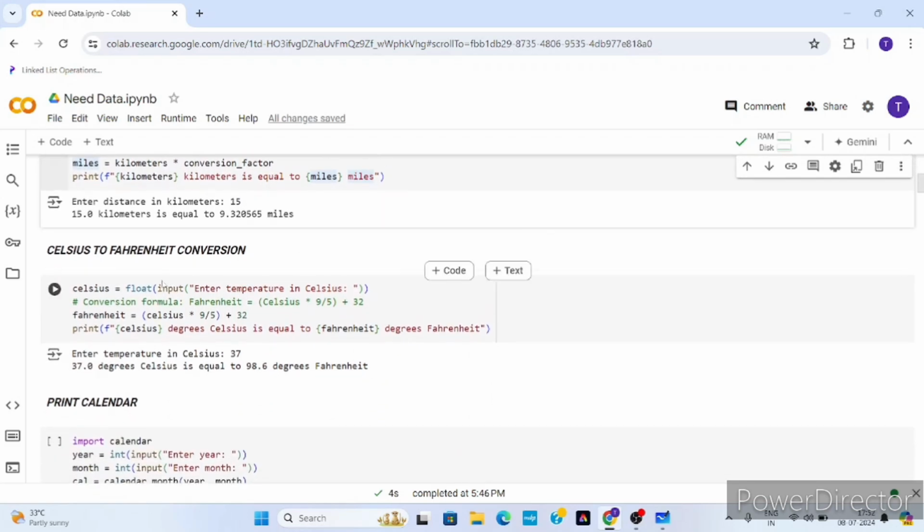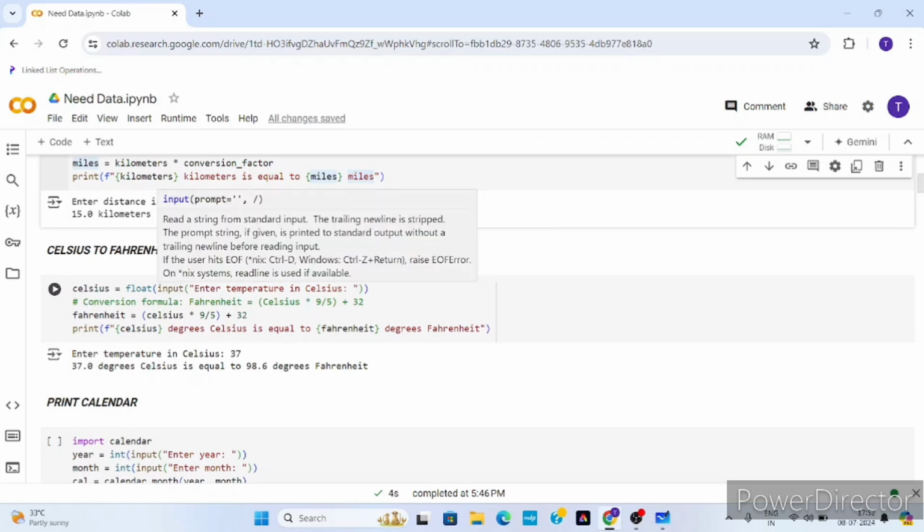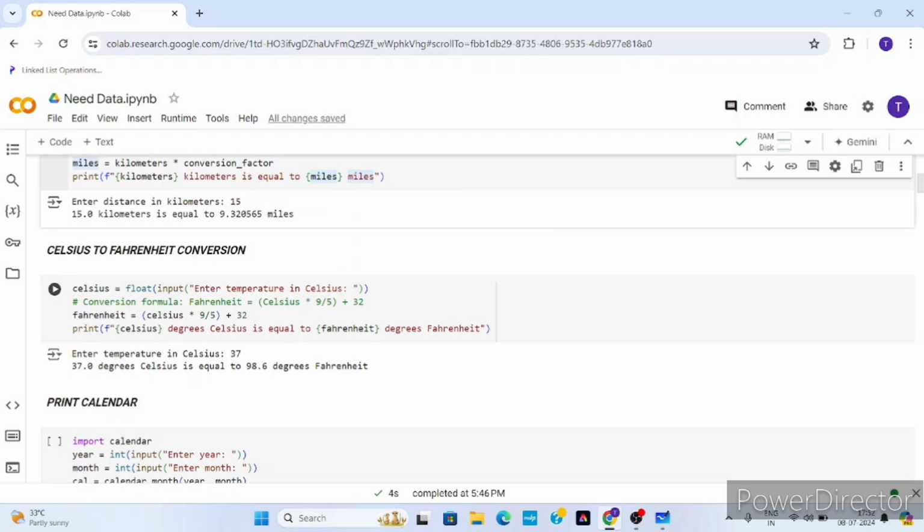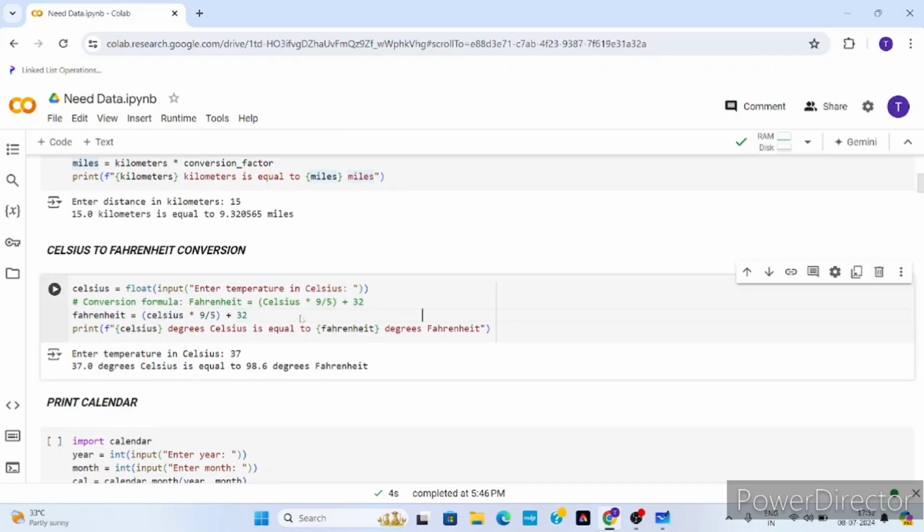Okay, next Celsius to Fahrenheit conversion. Here I am just going to get the input, Celsius only, in the float format, and I am just going to get the input for Fahrenheit. The formula for Fahrenheit is this. To convert Celsius to Fahrenheit, this is the formula, and to convert Fahrenheit to Celsius, it will be another formula, like minus 32 something. We can calculate here itself for our reference. I am just going to convert this 37 degrees Celsius into Fahrenheit.